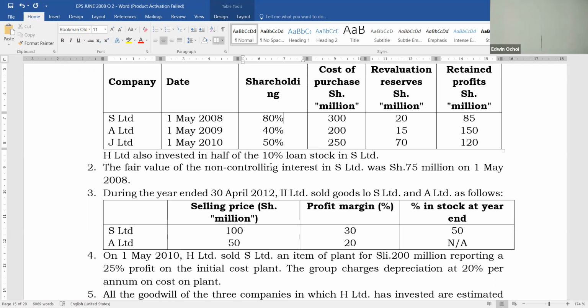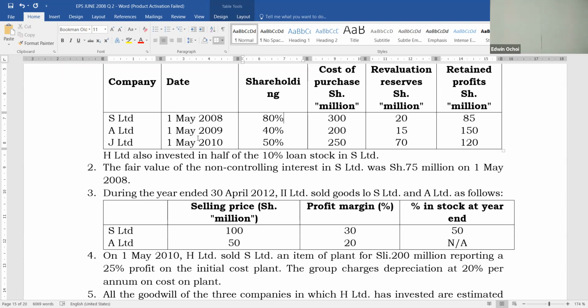The cost of purchase, or cost of investment, or purchase consideration, was 300, 200 and 250. Then the revaluation reserve was 20, 15 and 20. Retained profit was 85, 150 and 120. What you need to understand is that they give you the date of acquisition and percentage of control so that you know which type of company each investee is: a subsidiary, a joint venture, or an associate. That is why they give you the shareholding.